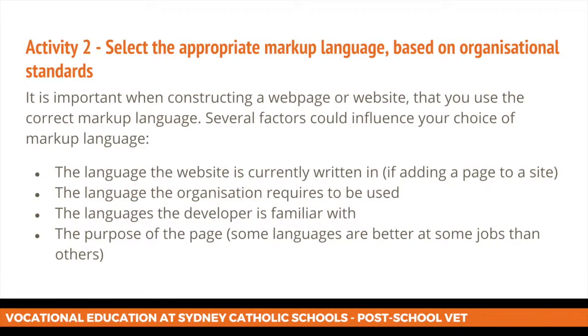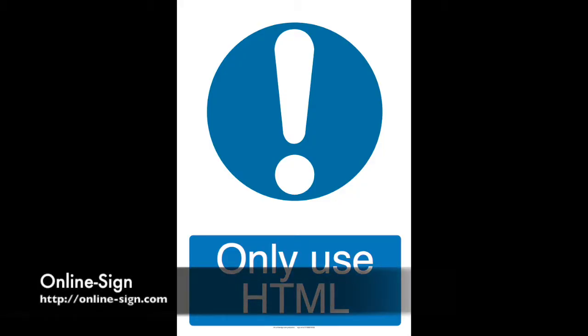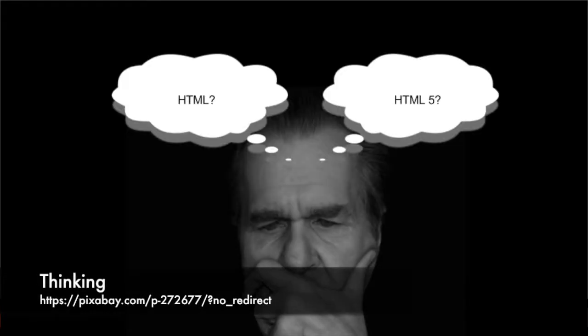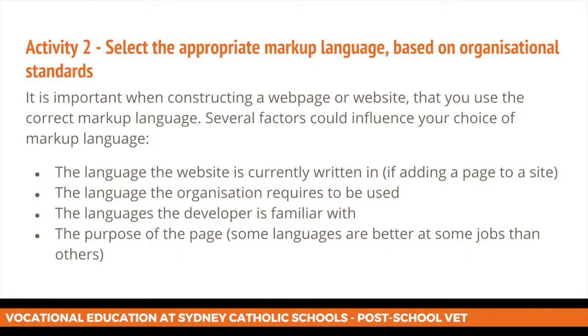The language the organization requires to be used could be a factor as well. So depending on the developers at hand, for an organization, you might all code in the same language, which makes it very easy for someone to jump on a project and then edit it. The languages the developer is familiar with is also going to be a concern. You're obviously not going to code in XHTML if you don't know XHTML.